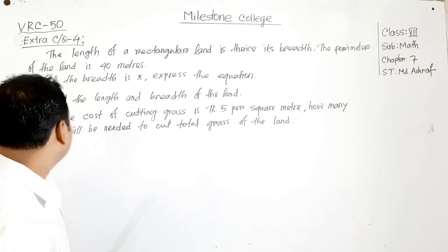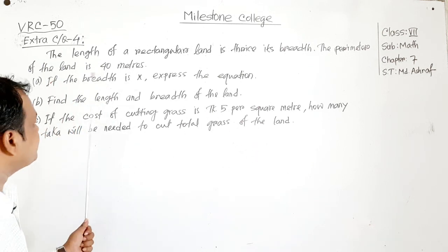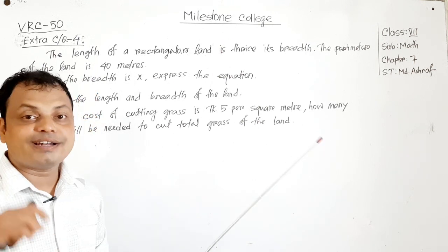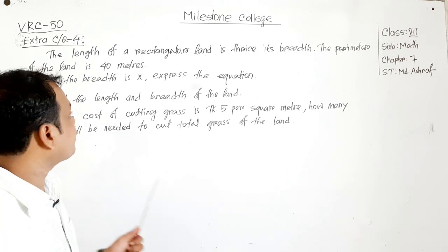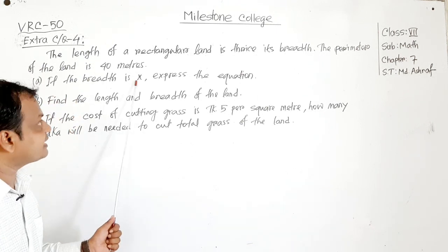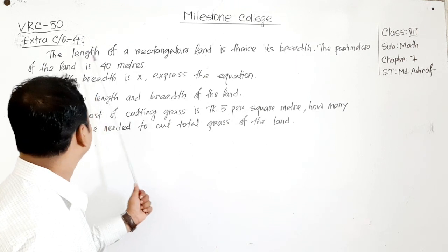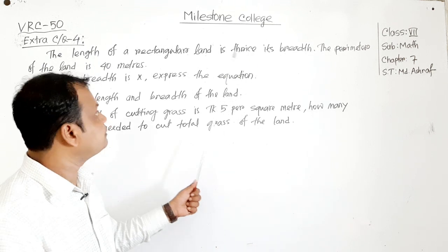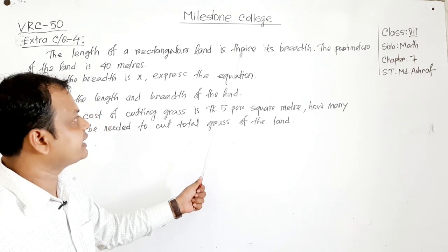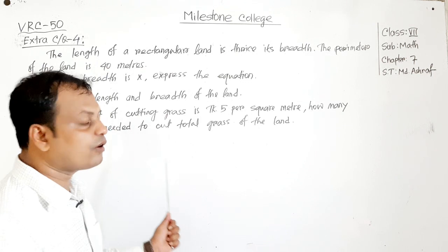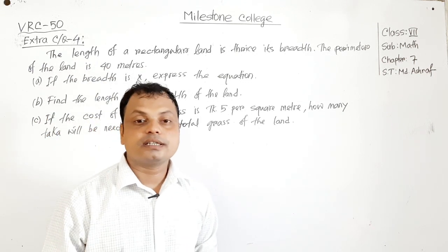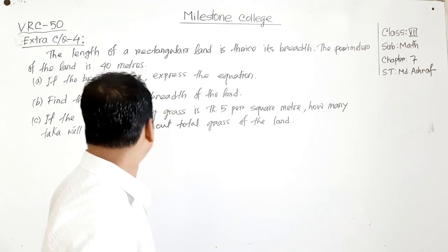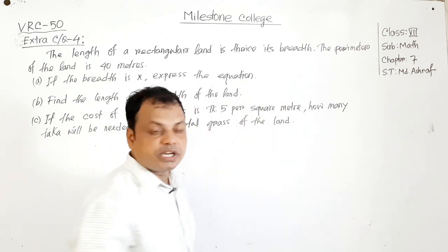Let's see the question. A: if the breadth is x, express the equation. That means from the stem we have to find one equation. So how can we find the equation? Breadth is x, then length will be 3x, as it is given thrice, that means 3 times. So breadth x, length 3x, and perimeter is given 40 meters. So can you tell, 2 into length plus breadth equals 40? I just want to give you the answer.